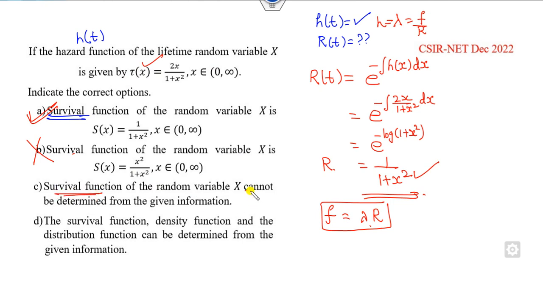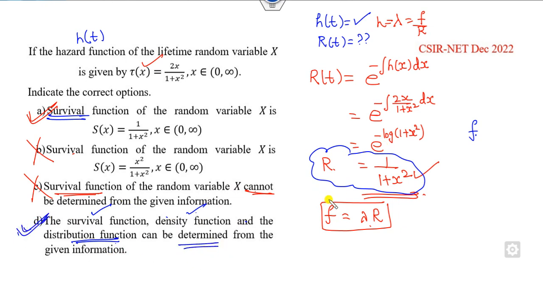The survival rate cannot be determined, but that's a wrong option because we already computed the survival rate. The density function, that is f, the probability density function, and the distribution function, that is capital F, can be determined from this. Yes, you can already determine. So you can see how many seconds you needed to solve this problem. Fractions of seconds.